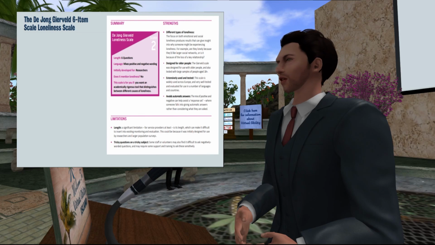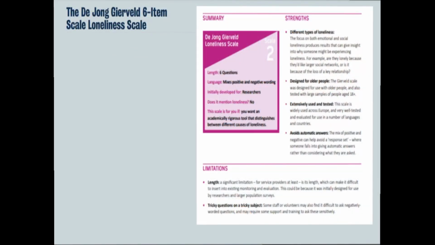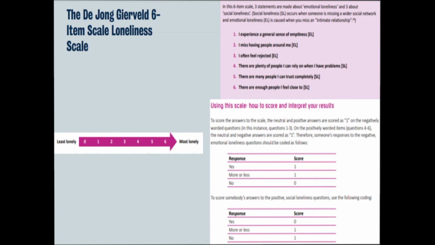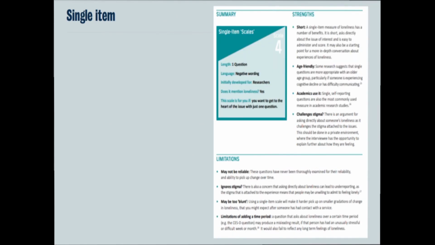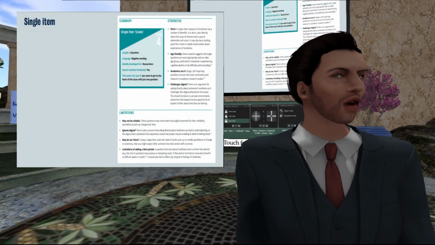And the De Jong Gierveld 6-item scale is 6 questions, as I said, and the wording, as you will see, is more academic. For example: I experience a general sense of emptiness. I miss having people around me. I often feel rejected. There are plenty of people I can rely on when I have problems. There are many people I can trust completely. And there are enough people I feel close to.